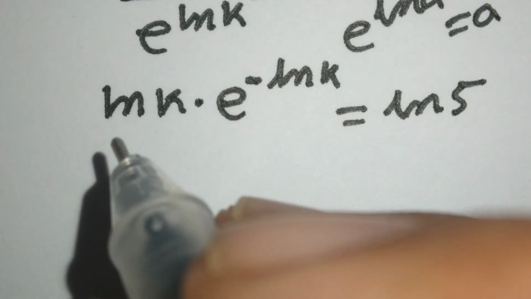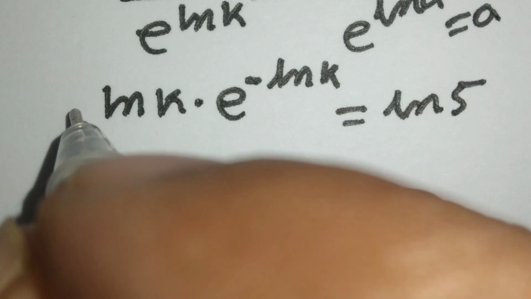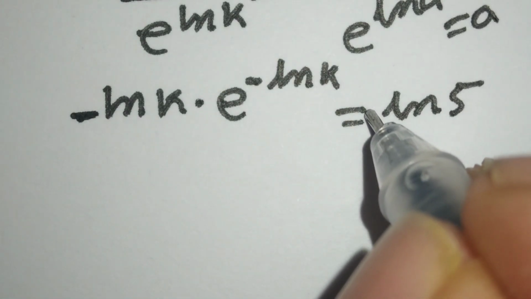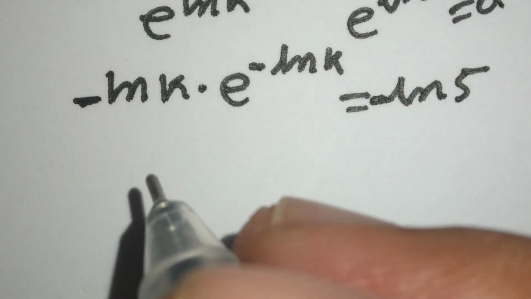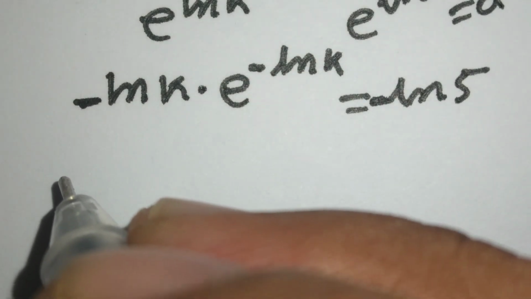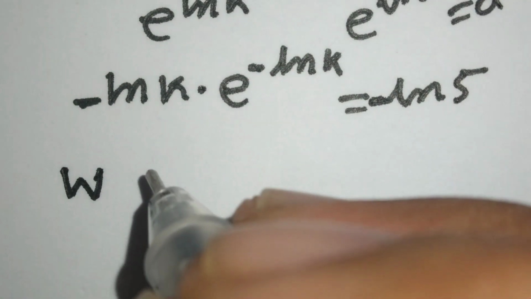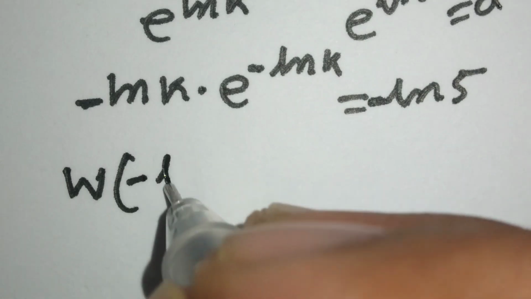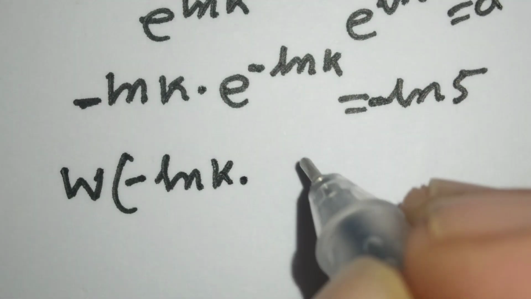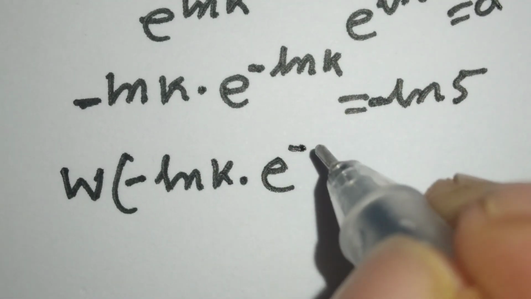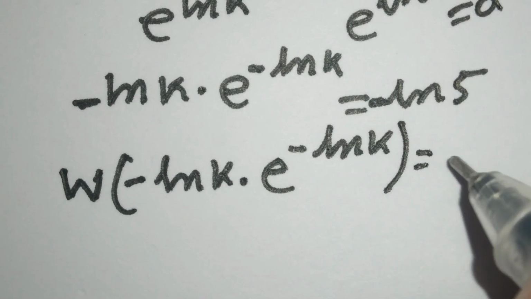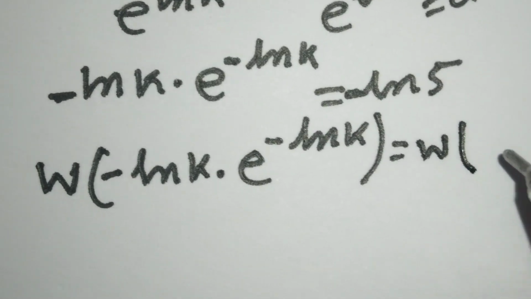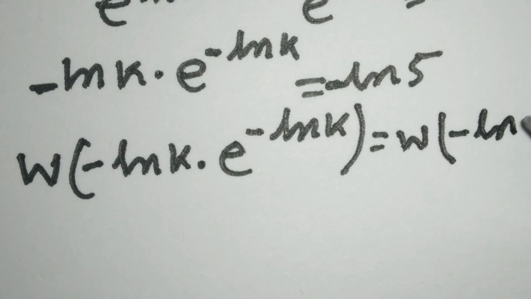Now we will take a negative sign on both sides. Here minus, here minus. Now we will take the Lambert W function on both sides. Here W of minus ln k times e to the power minus ln k is equal to W of minus ln 5.